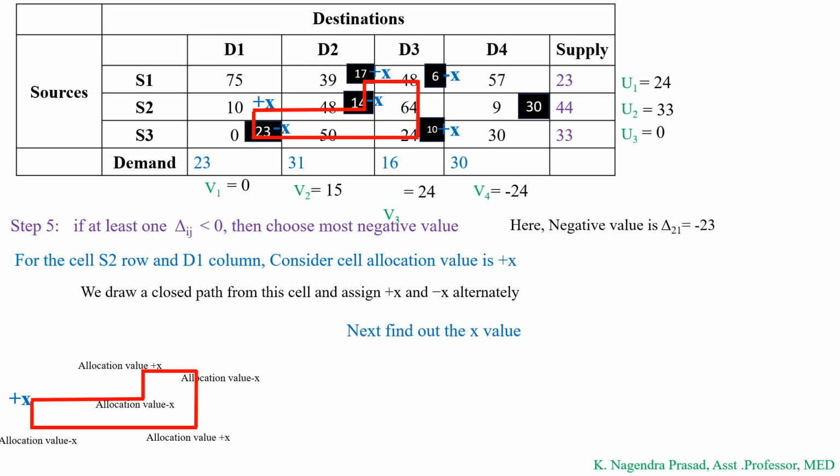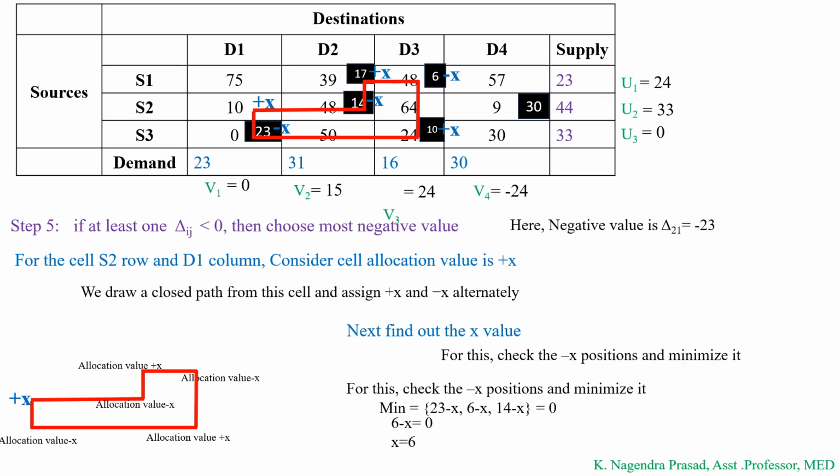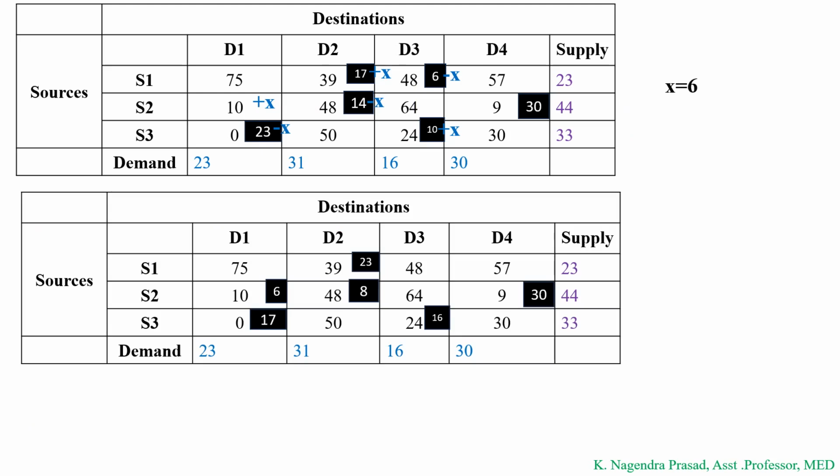So next we have to find out the x value. For this we have to check the minus x positions and minimize it. Here the minus x positions are 23 minus x, 6 minus x and 14 minus x. Among these, the minimum value is 6 minus x. Minimizing it, 6 minus x equal to 0, then the x value is 6. Then substitute x value equal to 6. Then allocations will be modified.